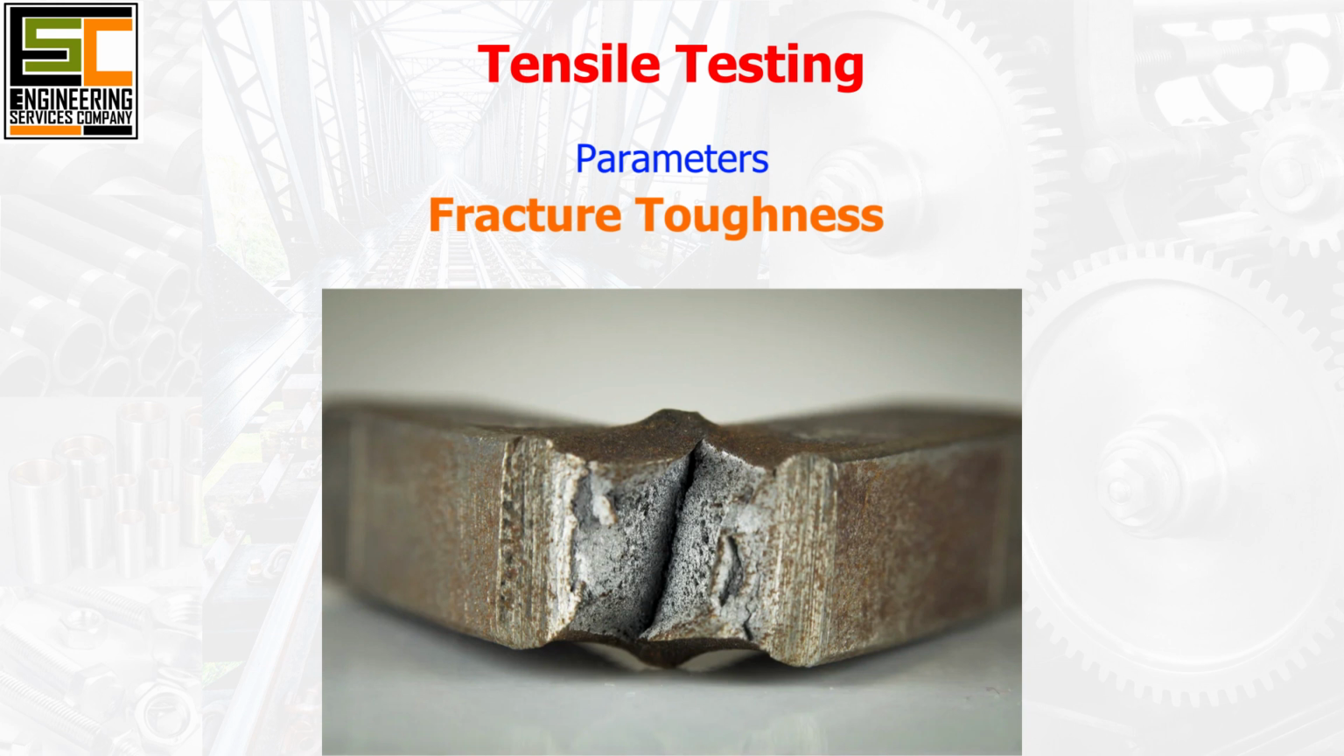Fracture toughness. Fracture toughness is a critical mechanical property that measures a material's resistance to crack propagation and fracture under applied stress. It quantifies a material's ability to withstand the initiation and propagation of cracks without catastrophic failure, making it an essential parameter for assessing material reliability, structural integrity, and resistance to fracture in engineering applications. Here's a detailed overview of fracture toughness.